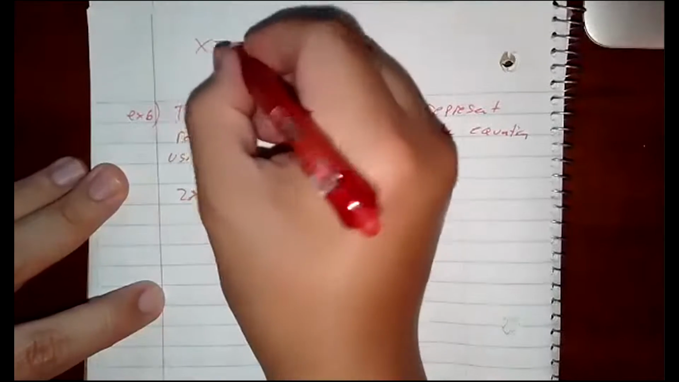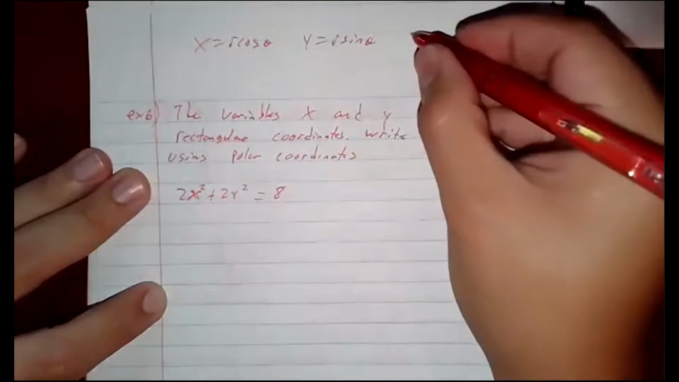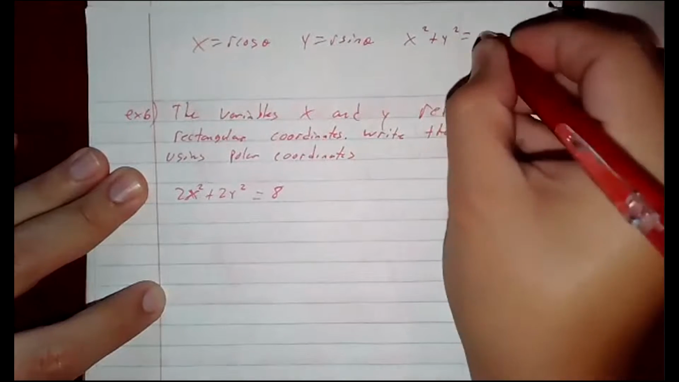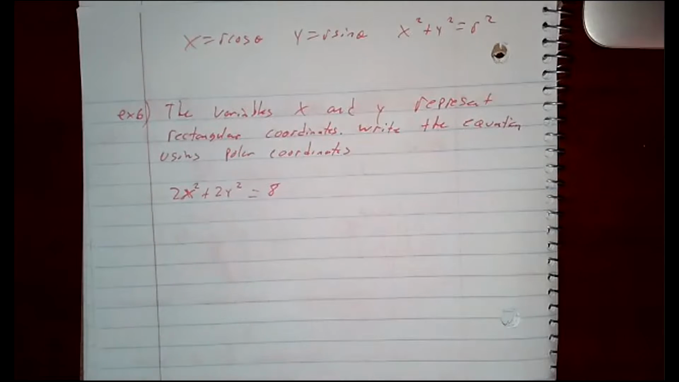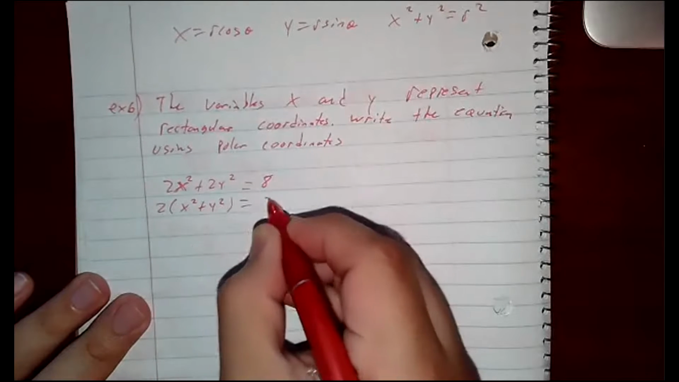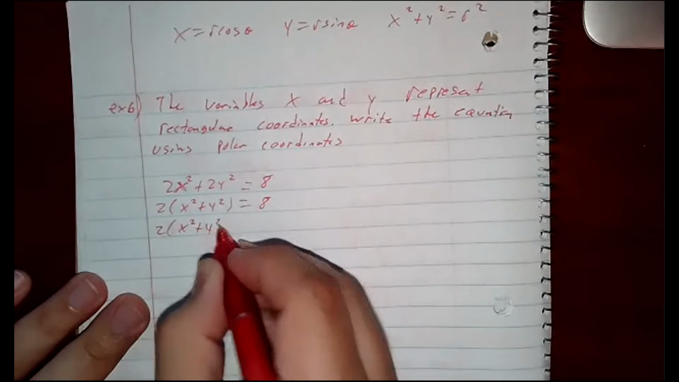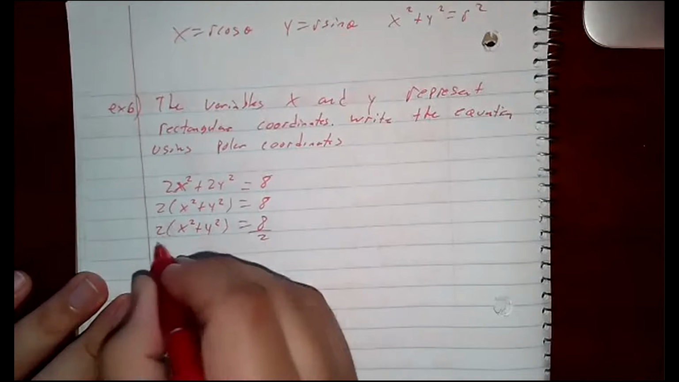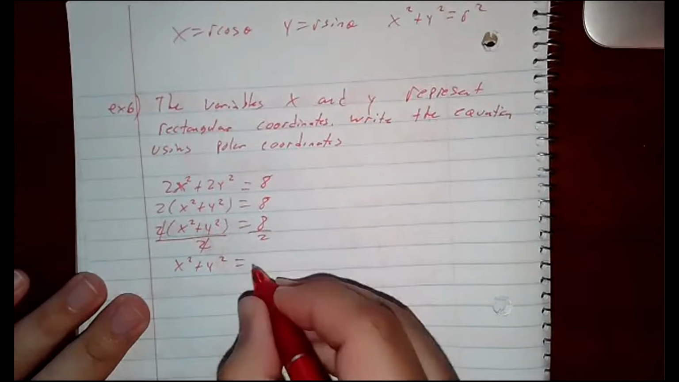So the things we're going to need is stuff like x equals r cosine, y equals r sine, x squared plus y squared equals r squared. It's the main stuff that we need. Now, I see an x squared and a y squared there, right? So we can just factor that out and then divide it, right? So we'll divide it right here on both sides, leaving us with 4 on the right-hand side.